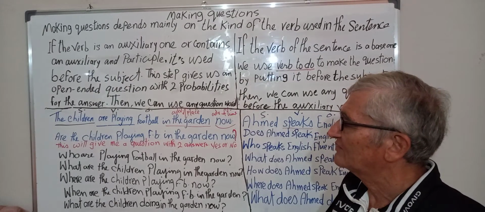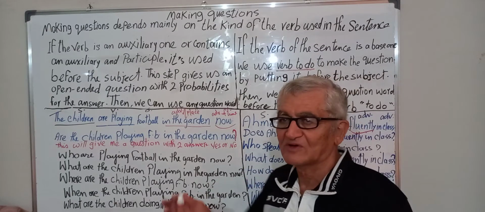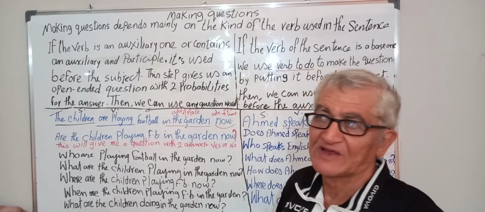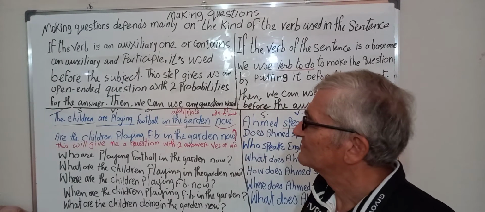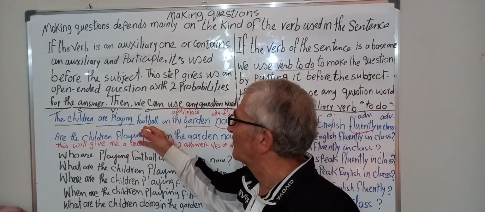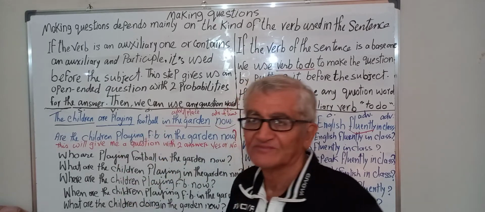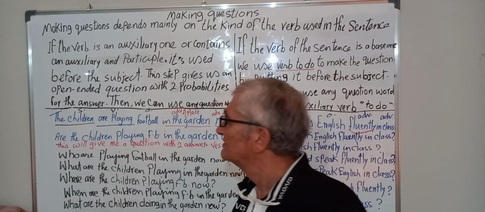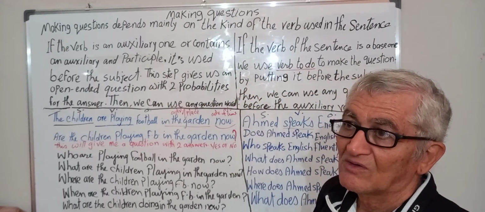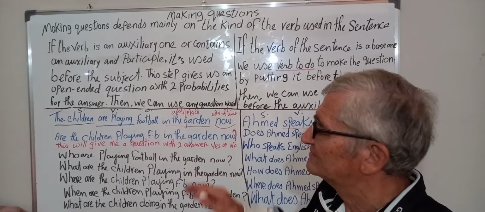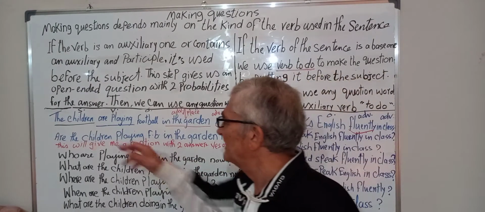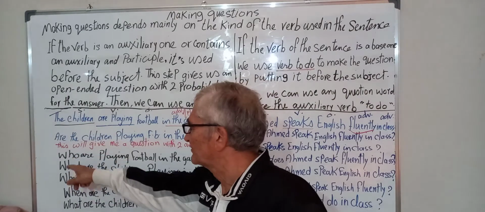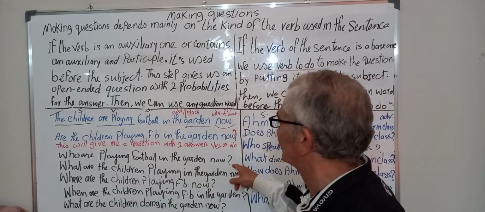But if I want to make an objective question about something specific, like the place they were playing in, the time they were playing in, or the object, which is football here, or the subject, the children, all questions will be made in the same way. First, the question will be who instead of the children: who is playing football in the garden now?